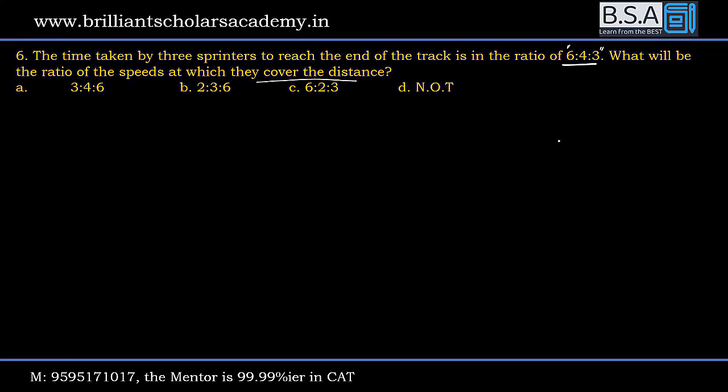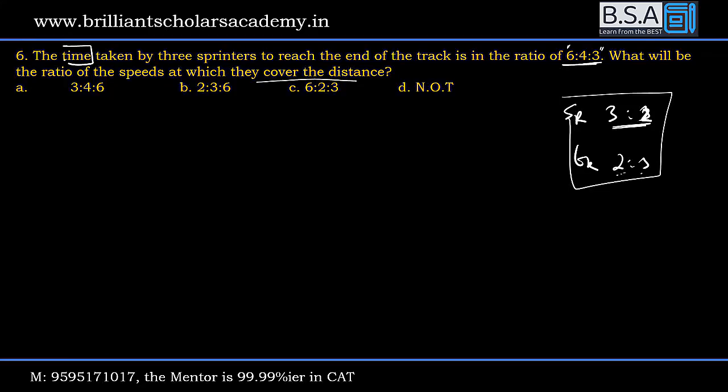So try to understand. If I give you the ratio of speeds as 2/3, the ratio of time, speed is 3/2, time will be 2/3. It is perfectly fine. For two numbers, reverse means reversal of the order. With 3 numbers, it does not work like that. Listen to this. 3 sprinters reach the end of the track, and the time ratio is 6:4:3.